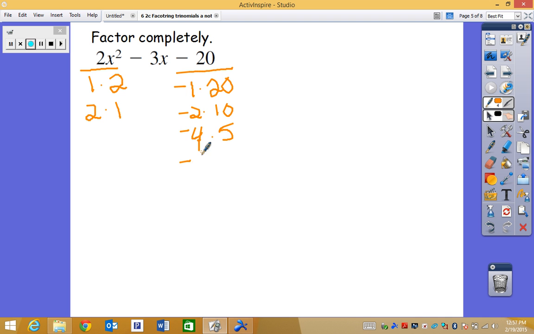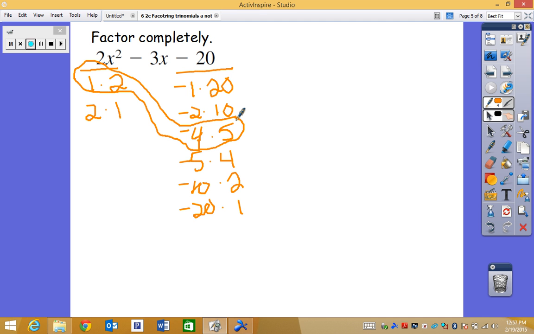Then we just have to go backwards: negative 5 and 4, negative 10 and 2, negative 20 and 1. Now I want to find the product of the outsides and the product of the insides, added together, to equal negative 3. So we want a 5 minus 8. So I'm just going to pull those off to the side again.